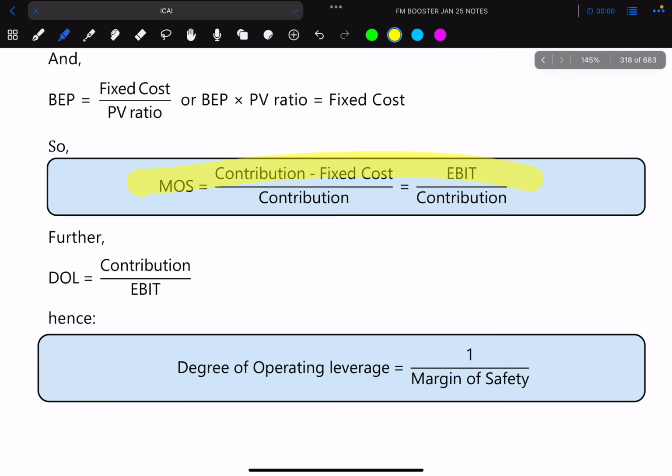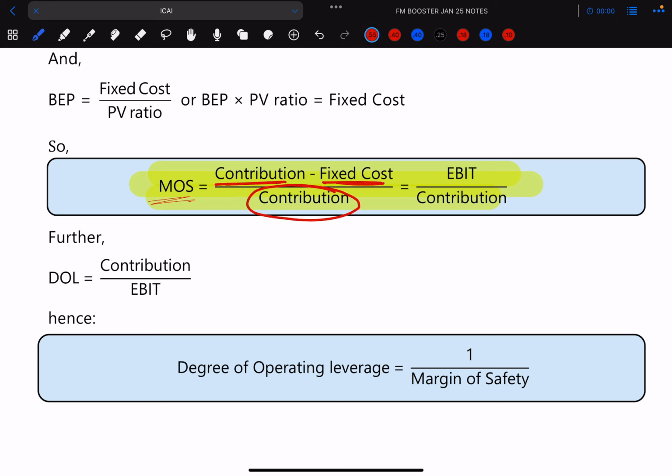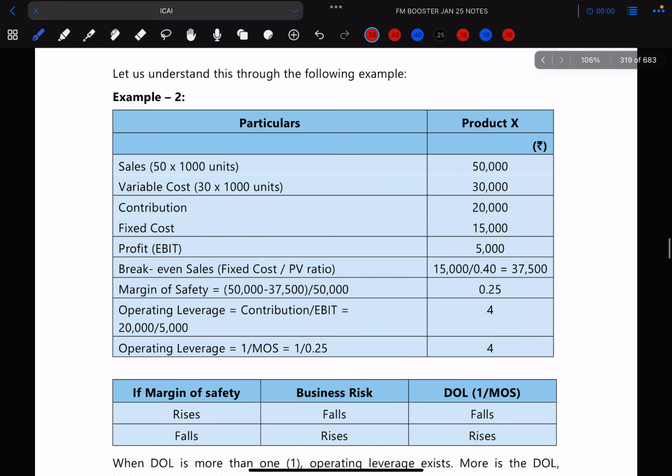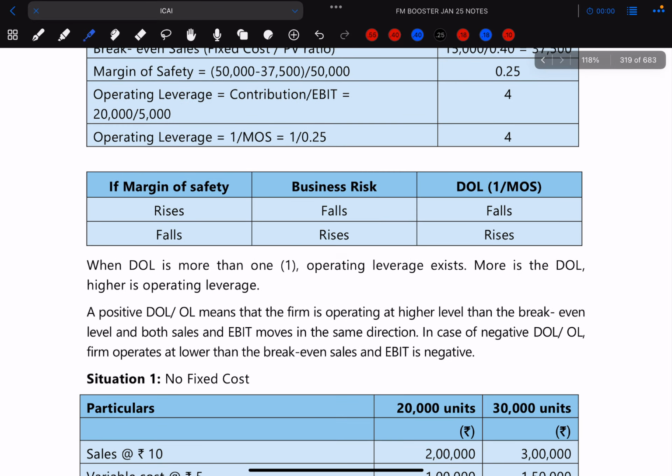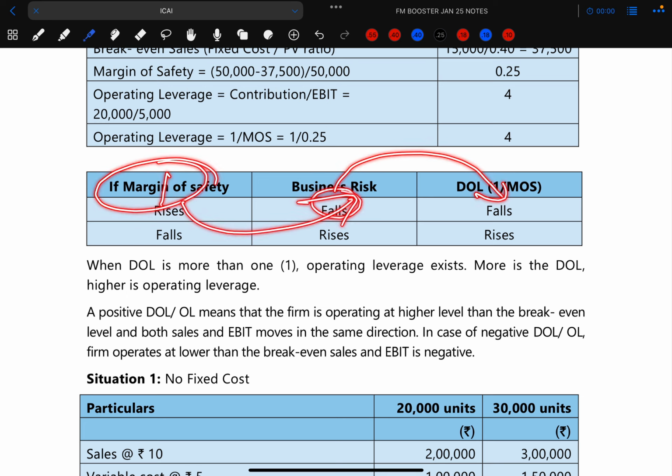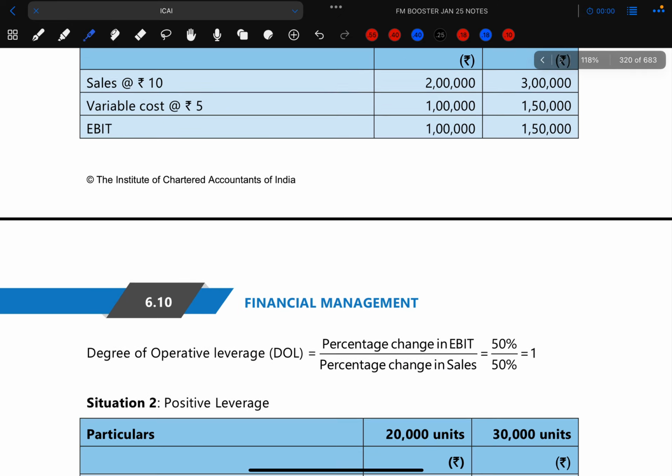This formula is a bit important. This is used, that is margin of safety. Margin of safety is contribution minus fixed cost divided by contribution. So contribution minus fixed cost is EBIT, divided by contribution. Then this is a simple thing. Remember this. If margin of safety rises, business risk falls, and DOL also falls. So if this falls, even this falls. If this rises, this rises. There is an inverse relationship between margin of safety and business risk. Remember, MOS is an inverse relation.